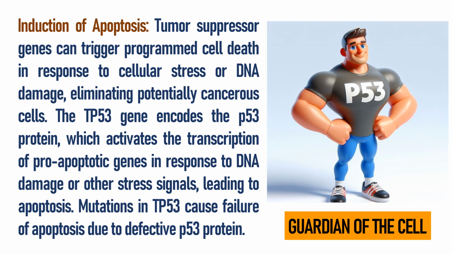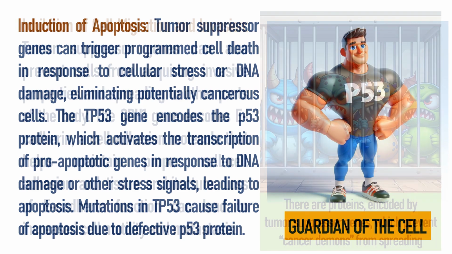Induction of apoptosis. Tumor suppressor genes can trigger programmed cell death in response to cellular stress or DNA damage, eliminating potentially cancerous cells. The TP53 gene encodes the p53 protein, which activates the transcription of pro-apoptotic genes in response to DNA damage or other stress signals, leading to apoptosis. Mutations in TP53 cause failure of apoptosis due to defective p53 protein.